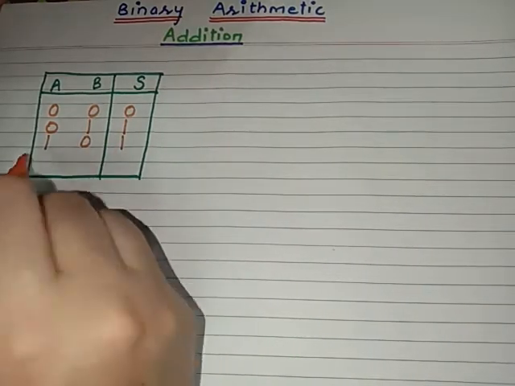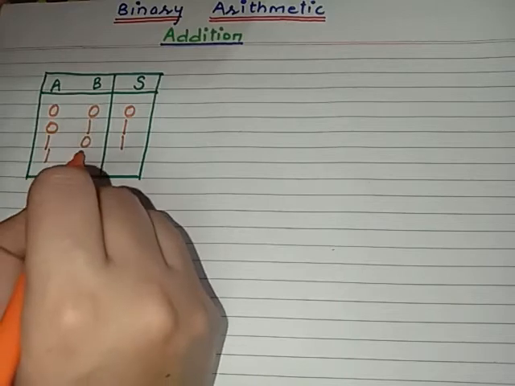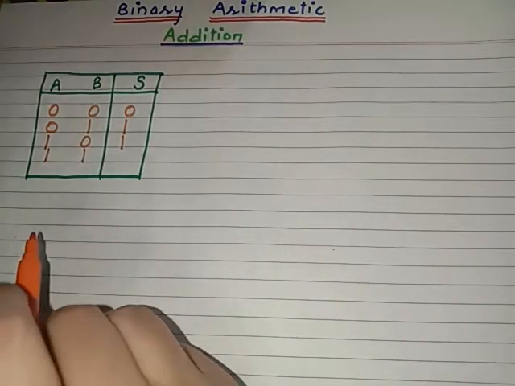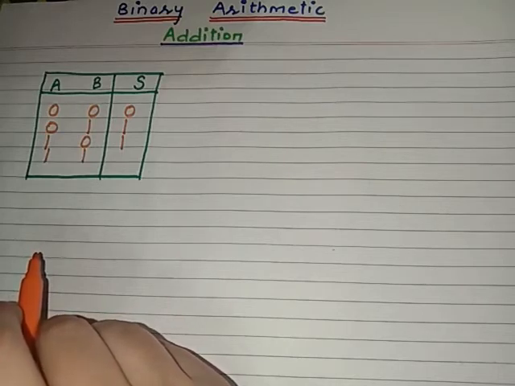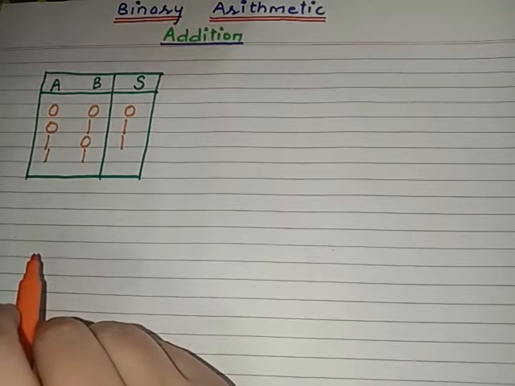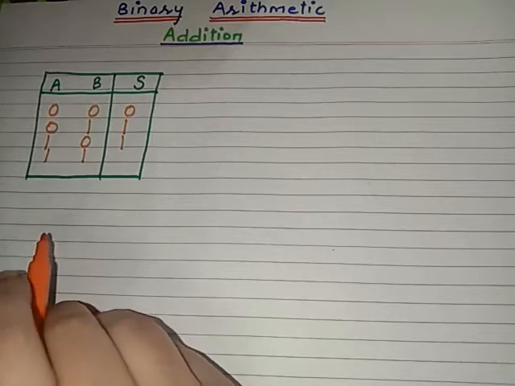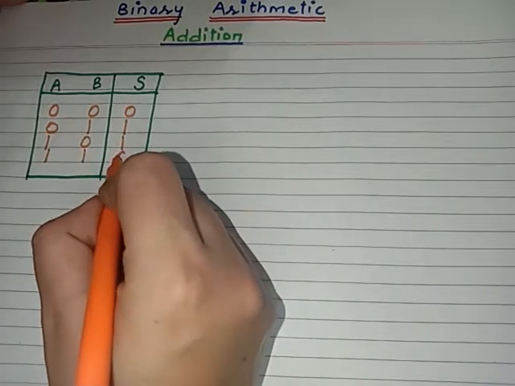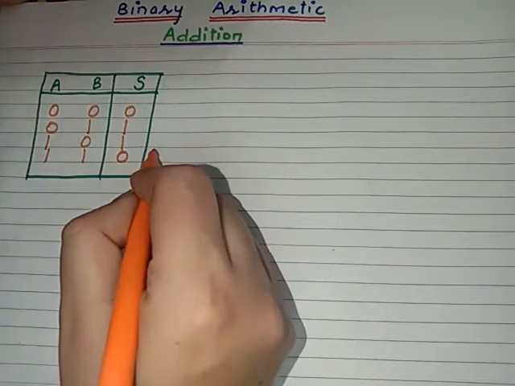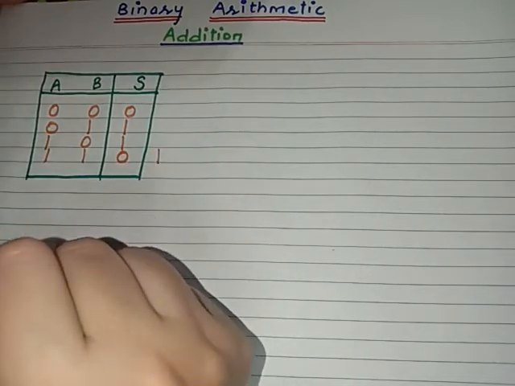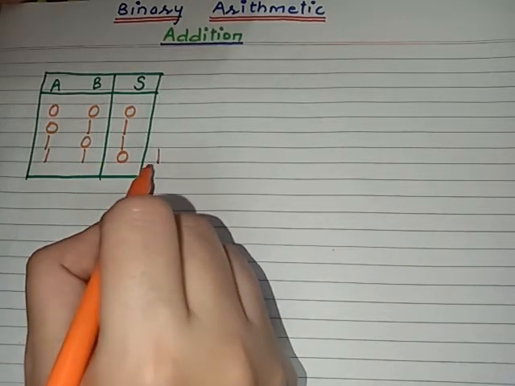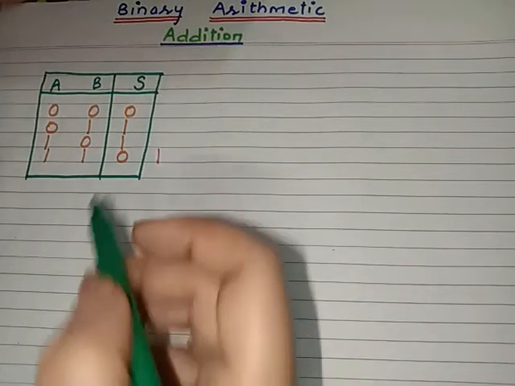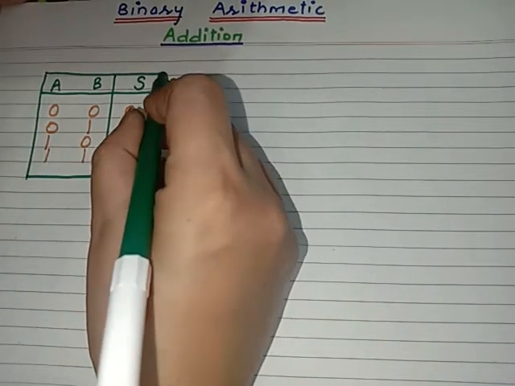And with one more case, if we have 1 and 1, then 1 plus 1 is always equal to 2 in decimal. In binary, 1 plus 1 will be equal to 10, because we know in the binary number system 2 is written as 10. So definitely we will be taking 0 in the sum, and that 1 from the 10 will be carried. 0 will be in the sum and 1 will be in the carry. So we can make one more column for the carry like this.